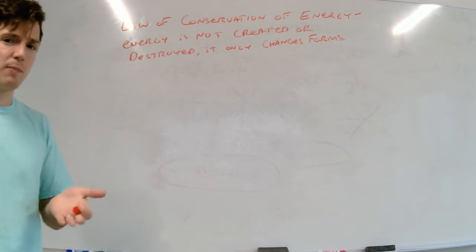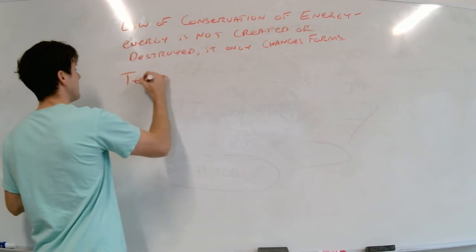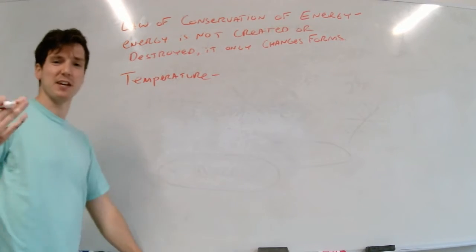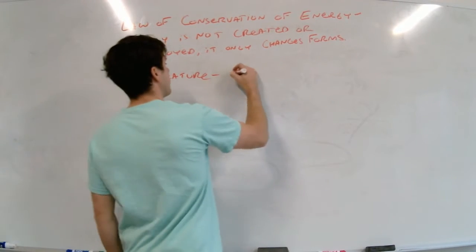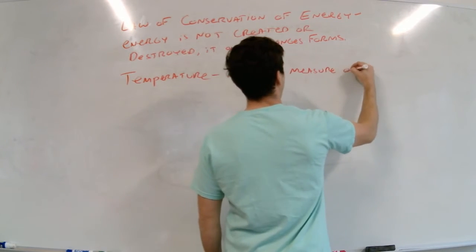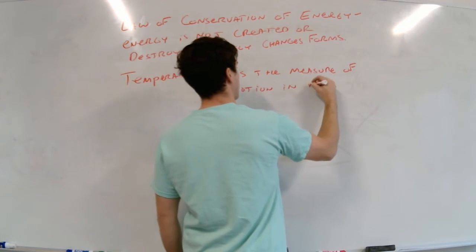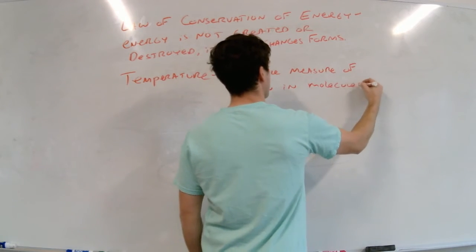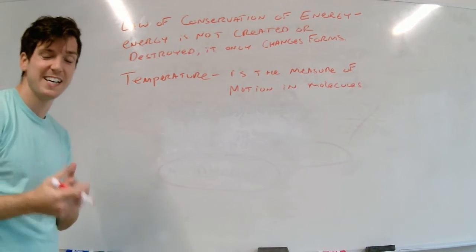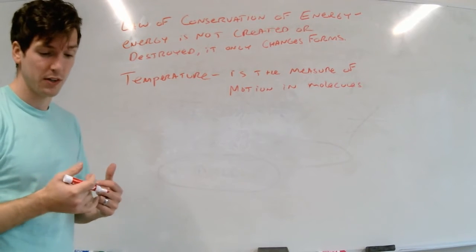So let's talk about some things that deal with energy, which are temperature and heat. Temperature is kind of how we measure heat. Temperature is the measure of motion in molecules, okay? So it's the measure of how fast molecules are moving. The faster the molecules are moving, the hotter the temperature. The lower the molecules are moving, the colder the temperature.